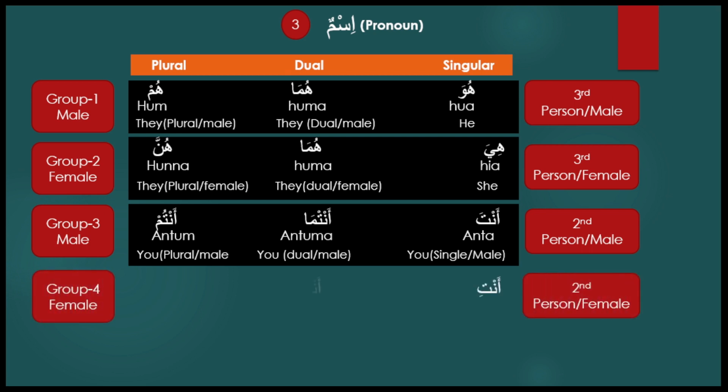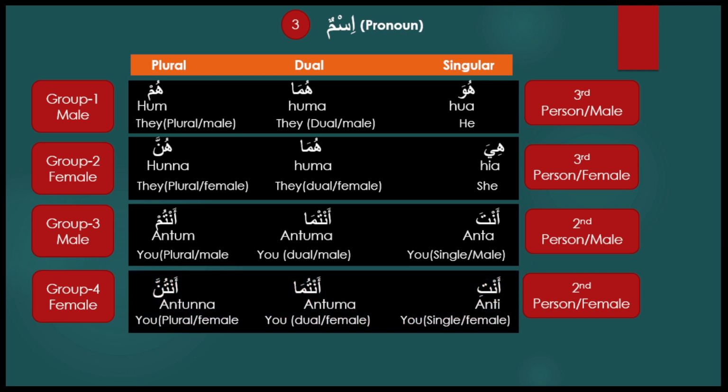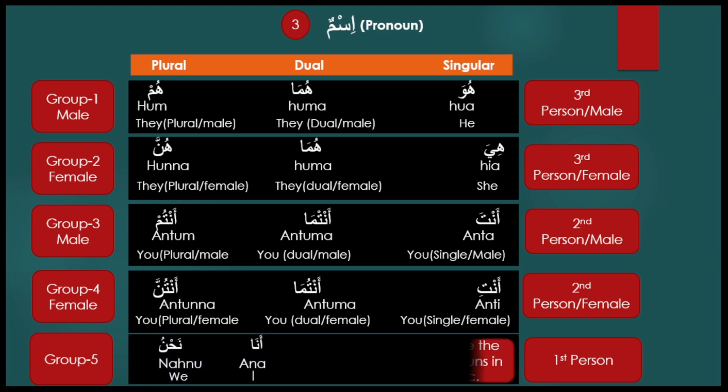Group 4, second person female: anti, antuma, antunna. Anti means you, single female; antuma, you, dual female; antunna, you, plural female. And finally, group 5, the first person: ana and nahnu. So these are the 14 pronouns in Arabic. These 14 pronouns are very important for us. We have to memorize them.